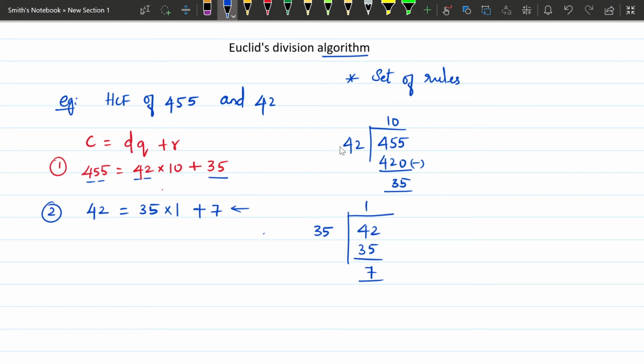Still we didn't get the remainder as 0. So again we apply the division lemma for 35 and 7, which is 5 times 7 is 35. The remainder is 0. So we got the remainder as 0. We'll decide the HCF of 455 and 42, which is 7. When we get the remainder as 0, the divisor of that step is the HCF of the numbers we started with.